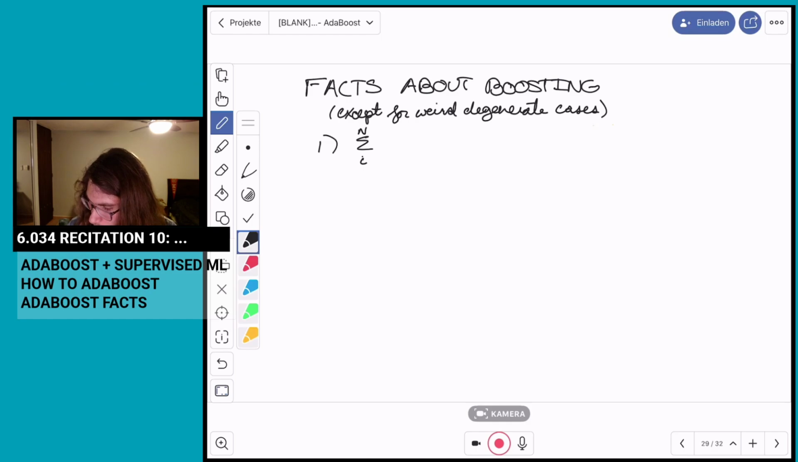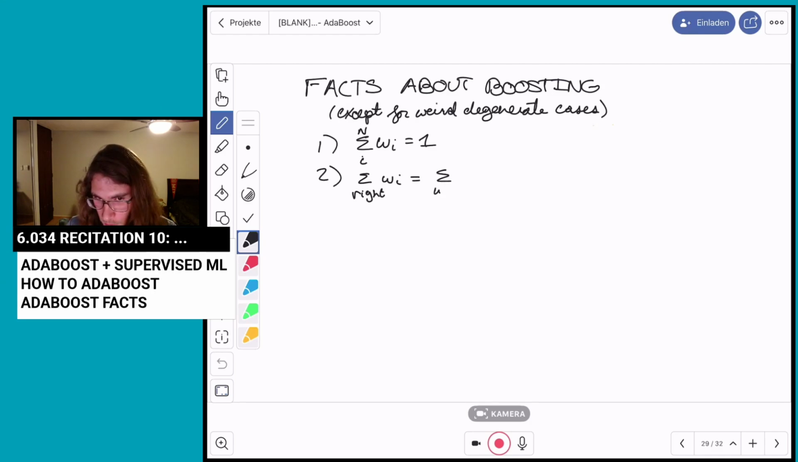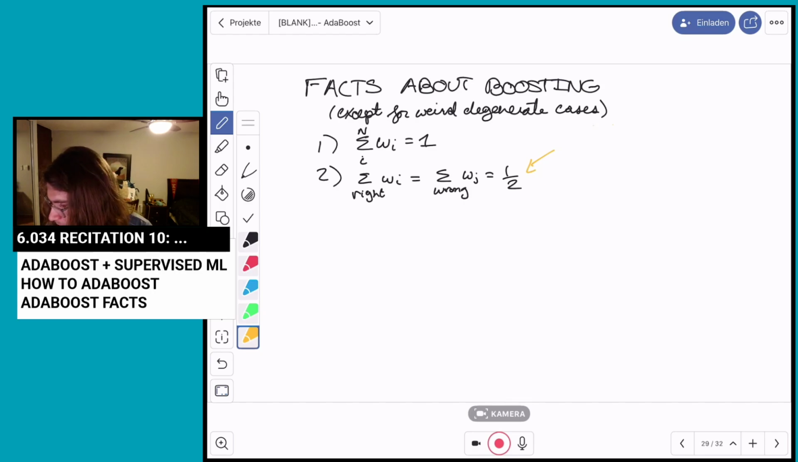The first one is that the sum of the weights of all the points is going to equal 1. That is going to be true across all the rounds. And a truth that follows, or doesn't necessarily follow, but is in line with that one: the sum of the weights of all the right points, Wi, is equal to the sum of the weights of all the wrong points, Wj, and they're both going to be equal to 1/2. And this is the trick that I was pointing out earlier, that the weights update proportionally from prior values.